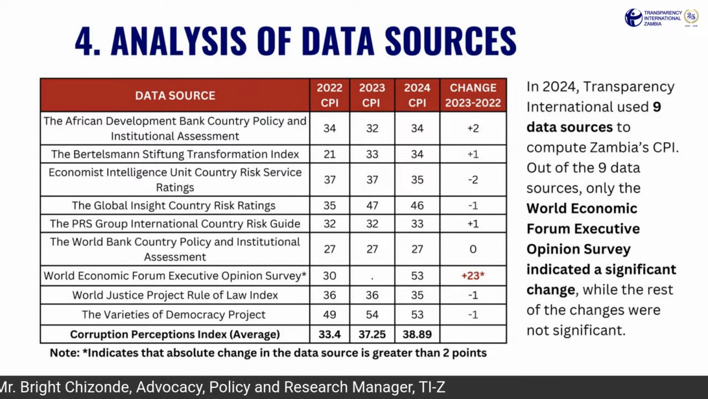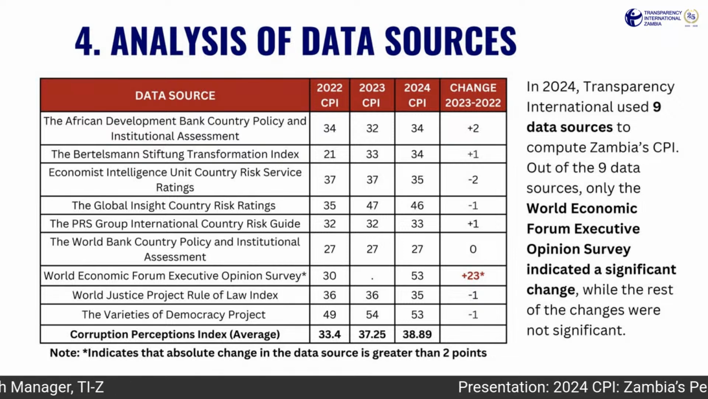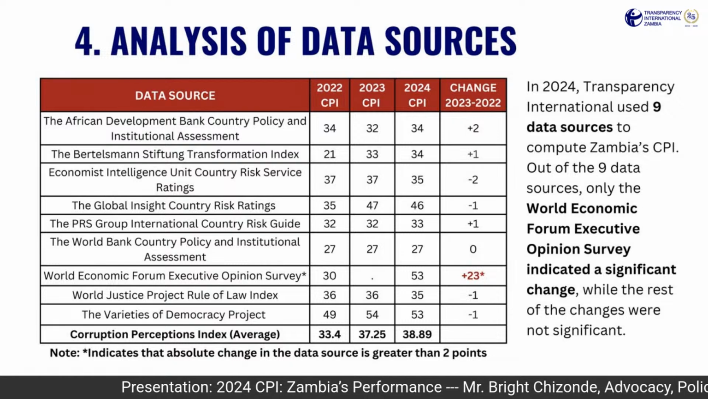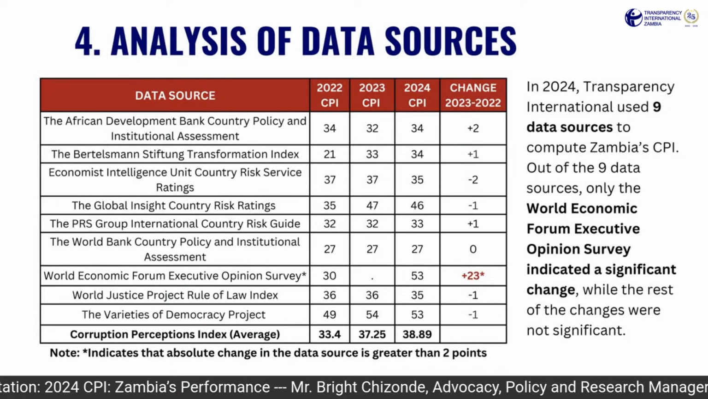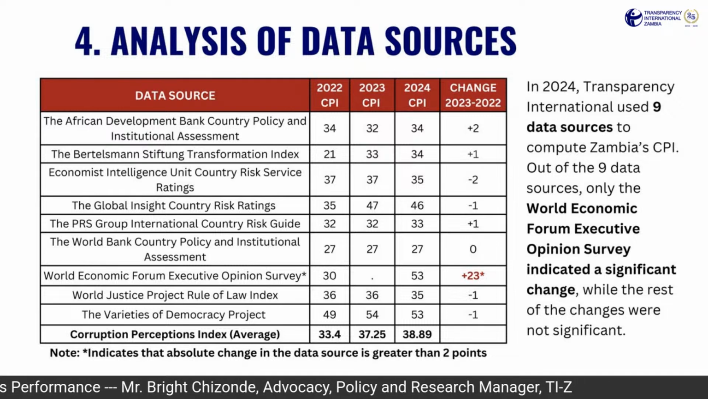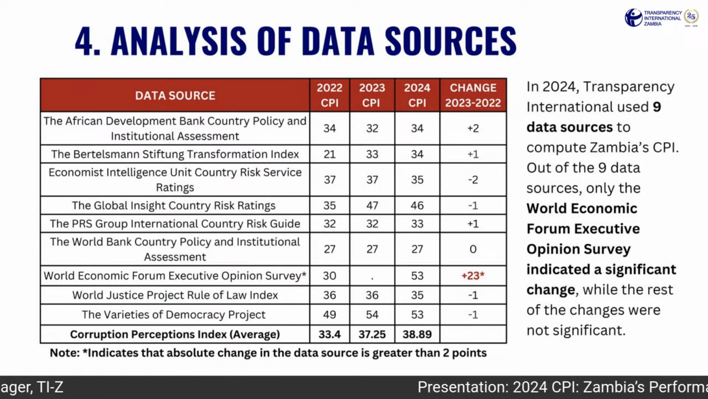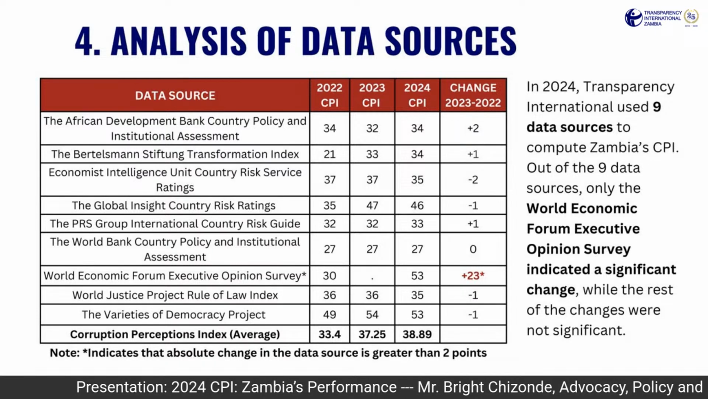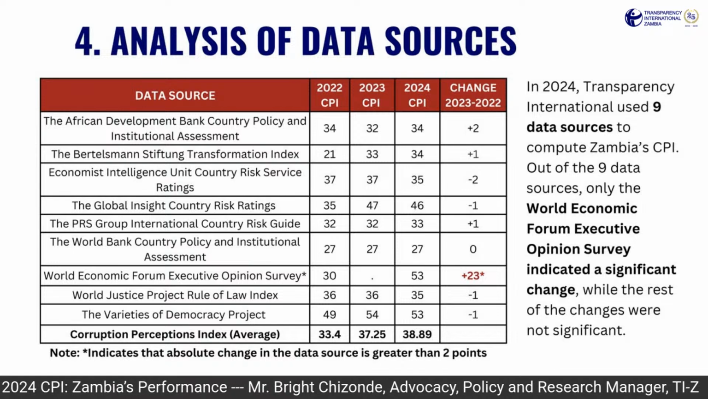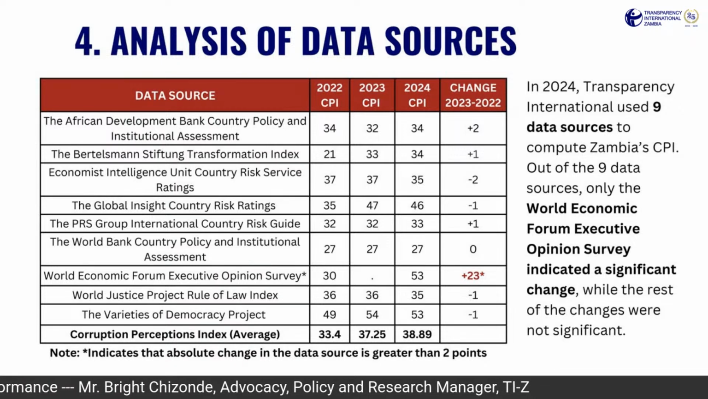So essentially, the story that we are able to see here is that the majority of the data sources have not moved. There has not been any change, except in one, which is the World Economic Forum Executive Opinion Survey. Just a note that this particular data source was not used in last year's CPI in terms of the weighted average, because it gave us invalid results, but has been reintroduced in the 2024 CPI at a higher rate of 53 compared to 30 when we last observed it in 2022. And so we see a plus 23 increase if you look at the 2024 level compared to 2022.